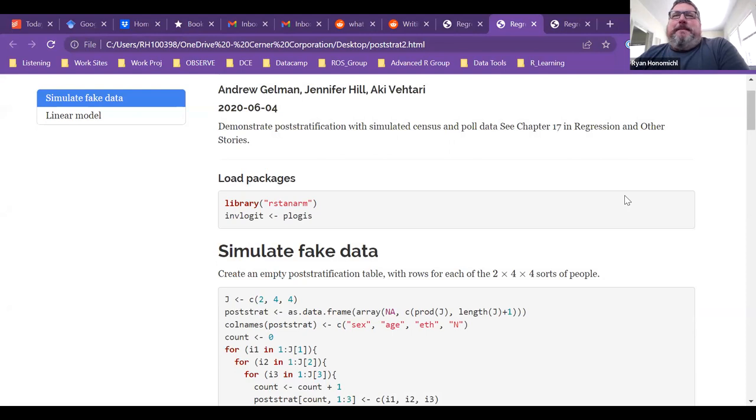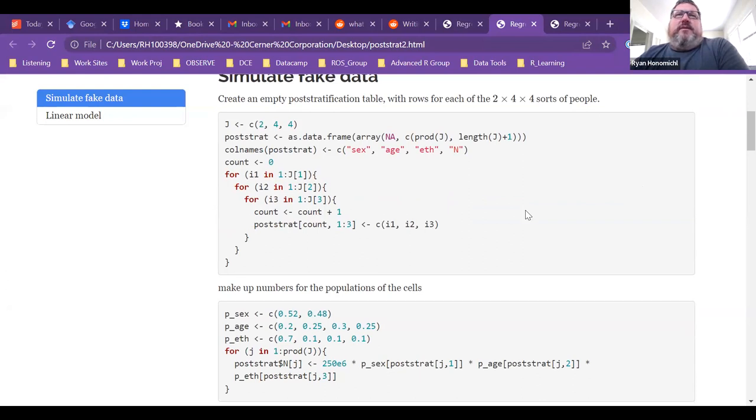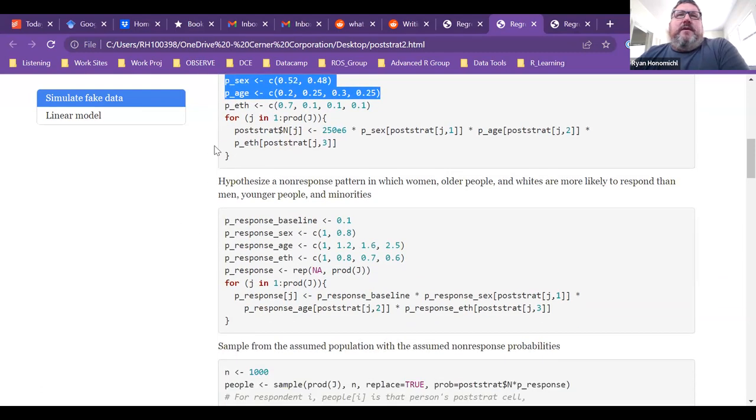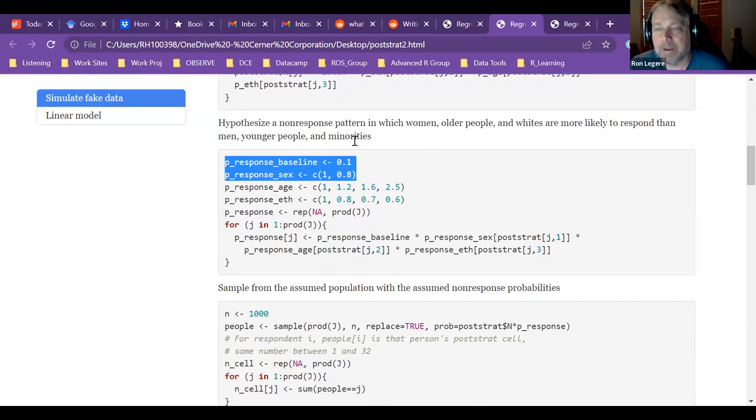Sorry about that. So this is just the fake data example in the book, where we want to simulate a bunch of people who did or didn't answer a question on a survey, and we look at how sex, age, ethnicity, and how many people there are in that subgroup matter. So this is the probability, the numbers of the population in terms of their proportions, and then we hypothesize a non-response pattern: women, older people, and whites are more likely to respond than men and people in minorities.